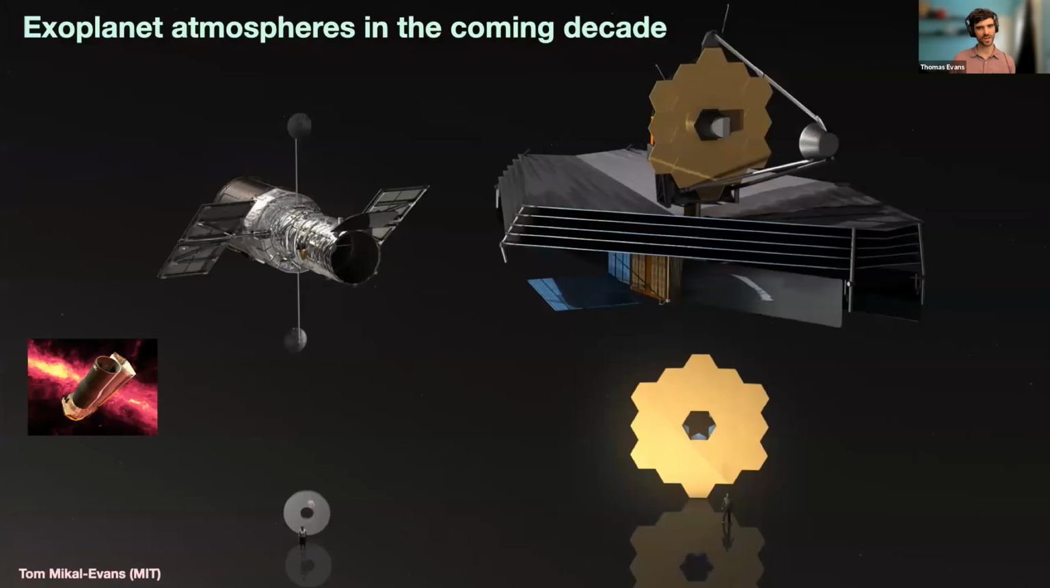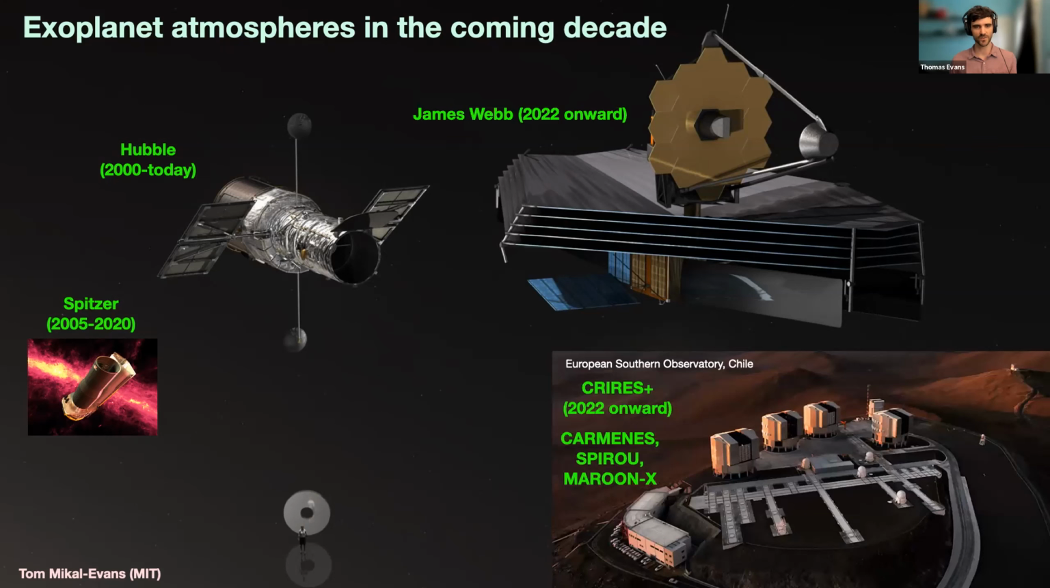Until now, for atmosphere observations, we've mainly been using Hubble and Spitzer to observe hot Jupiters, but we're now on the cusp of a new phase with the launch of Webb later this year, which will give us greater sensitivity and a much broader wavelength coverage than before. And this is also the case for the recently commissioned CRIRES Plus spectrograph on VLT, along with a number of other newer high-resolution spectrographs, which in principle can be used to Doppler resolve the spectral features of planetary atmospheres from those of the host star.